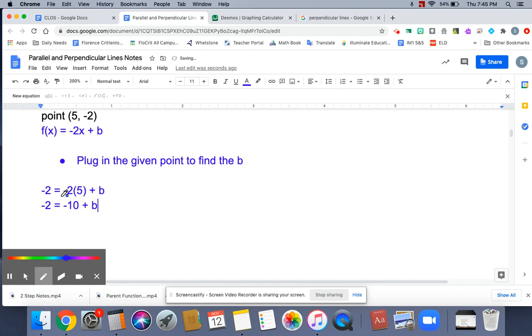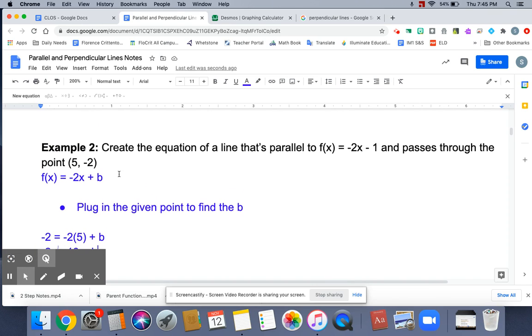And then what do I do to solve for b? I add the 10 to both sides. -2 plus 10 is 8. -10 plus 10 eliminates because it's 0. And so 8 is b. So the equation of this parallel line that passes through that point is -2x plus 8.